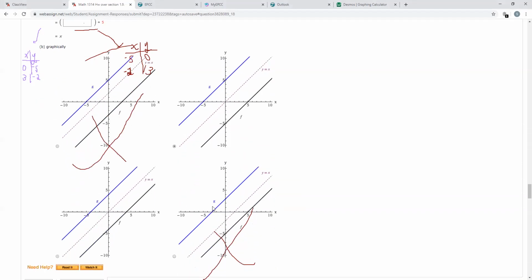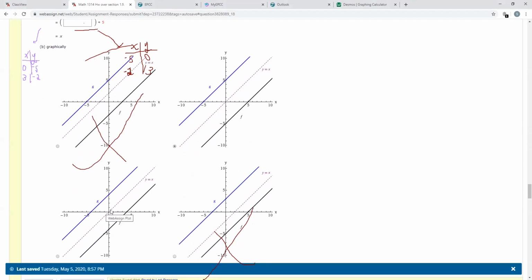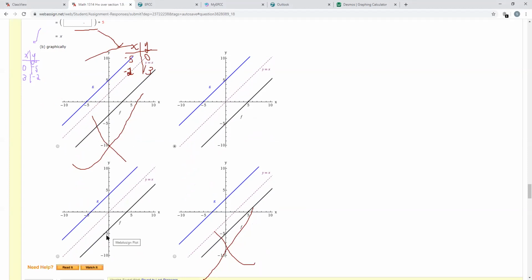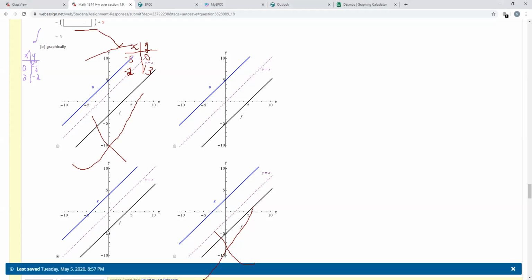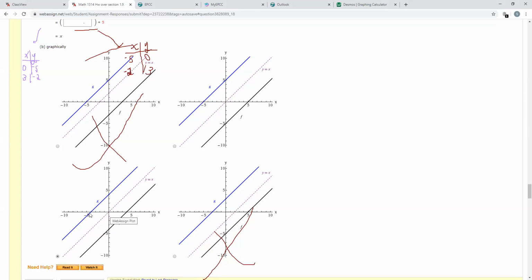What about this one? 0, -5. Oops, that's close. That's 0, -4. So they just tried to trick us a little bit here. And 1, 2, 3, negative. That doesn't look so good, but we already know it's wrong from right here. And we could have checked this one too. -5, 0 is right over here, and that's not on this. So this one's out. So it's this one.